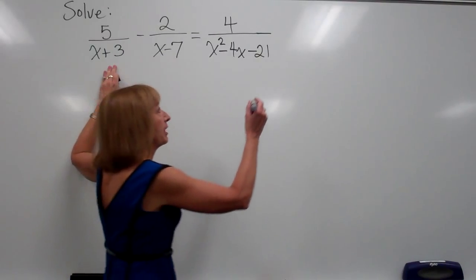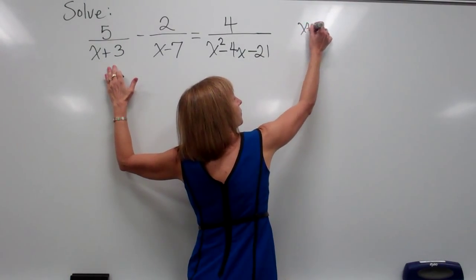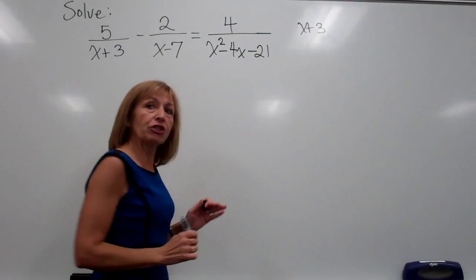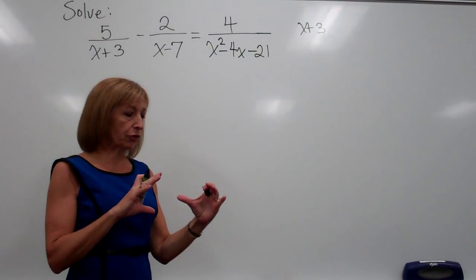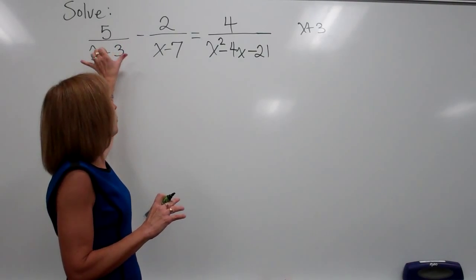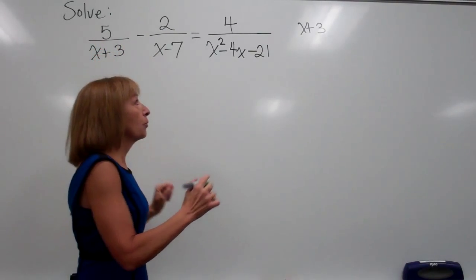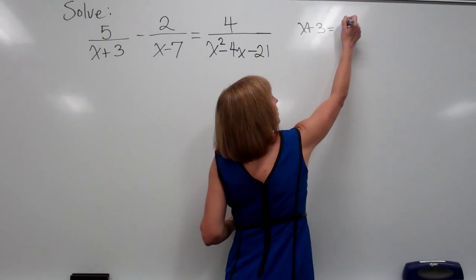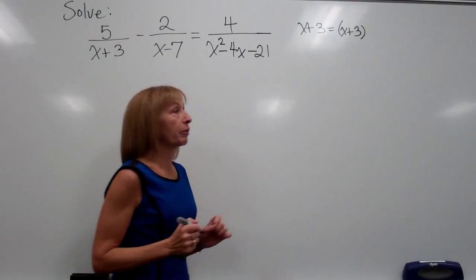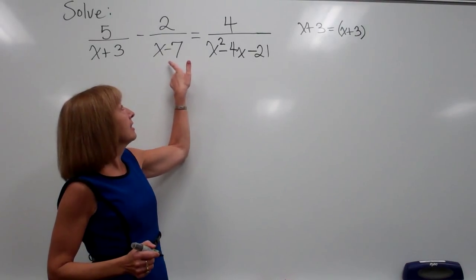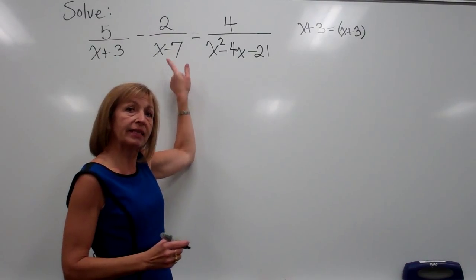Our first denominator, x plus 3, doesn't factor any further, but it's attached with a plus between, so it's two different terms, and the length of a fraction bar is a grouping symbol. So we need to show that that is an entire grouping, and we'll put parentheses around that to make sure that we remember. The next denominator is x minus 7.